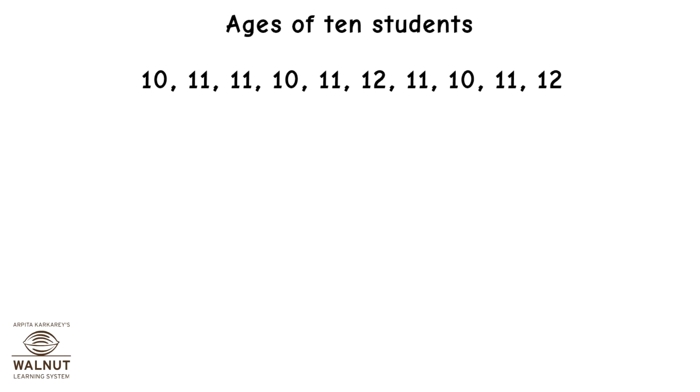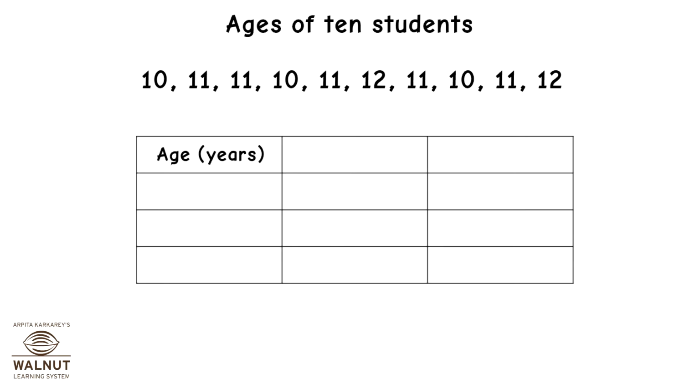We need 1 row for the title, so that is 4 rows. Draw the table with 4 rows and 3 columns. In the first column we will write the age. In the second column we start the counting. Look at the first number. It is 10. So we put a mark for 10 and cancel it out. Do this for all the numbers.